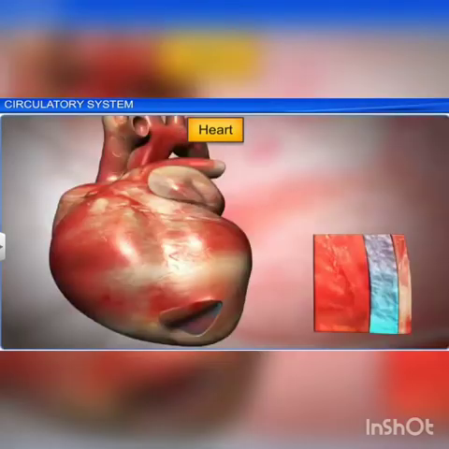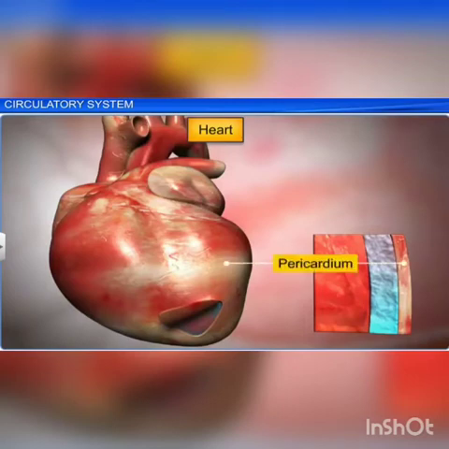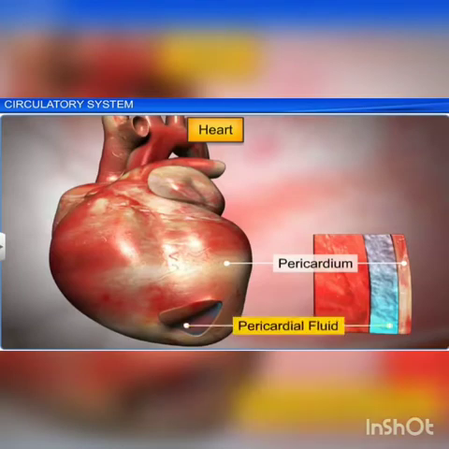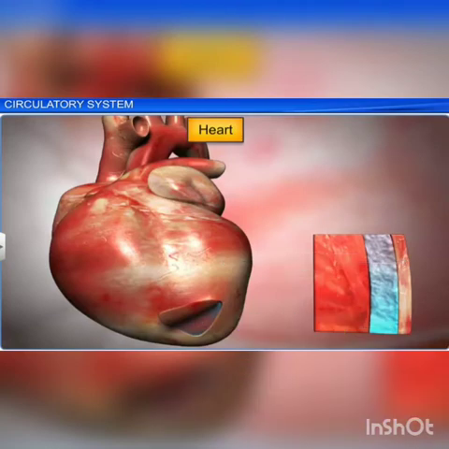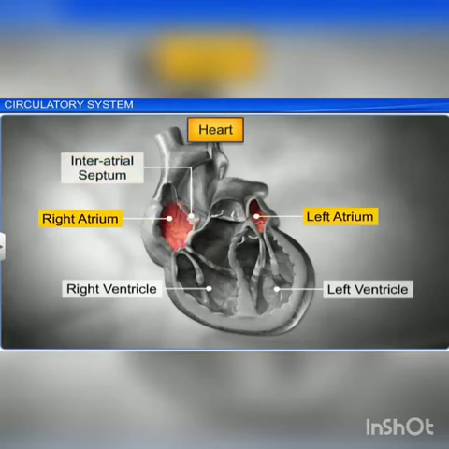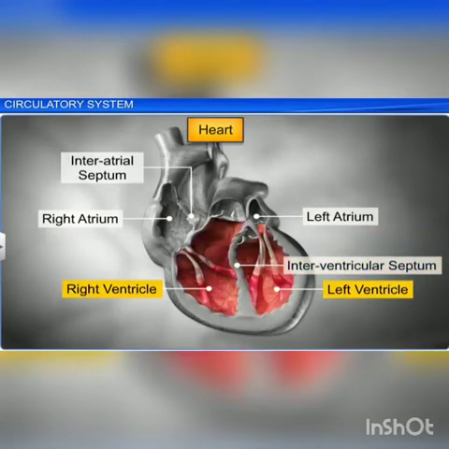The heart wall is made up of 3 layers: the outer epicardium, middle myocardium and inner endocardium. The space present between the membranes is called pericardial space and it is filled with a fluid called pericardial fluid. The 2 auricles are separated by interauricular septum and the 2 ventricles are separated by interventricular septum.